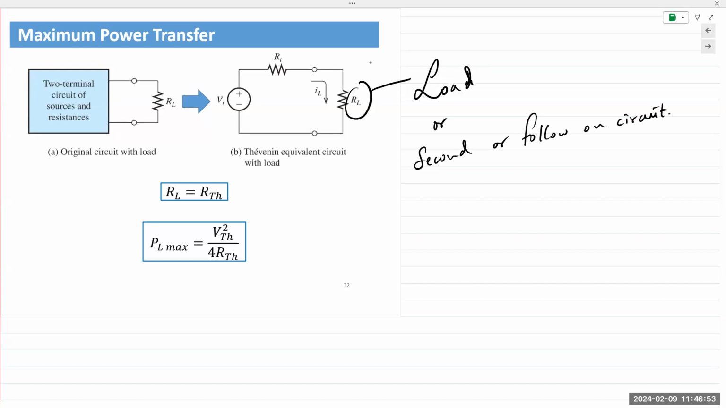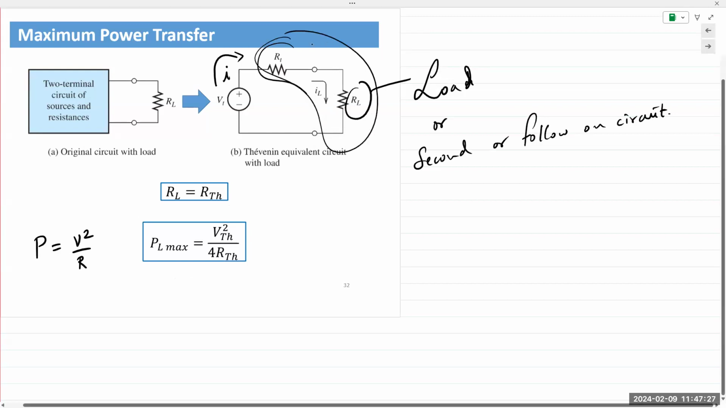The equation, there is a derivation for this, of course. There's a current flowing through here. I don't do the derivation for non-EE classes, but it turns out that maximum power is transferred when RL is equal to RTH, and the equation for PL max is given as VTH square over 4 times RTH. P, electrical power, is V square over R. R in this case is the sum of both RTH and RL. Hence it is VTH square over 4 times RTH.